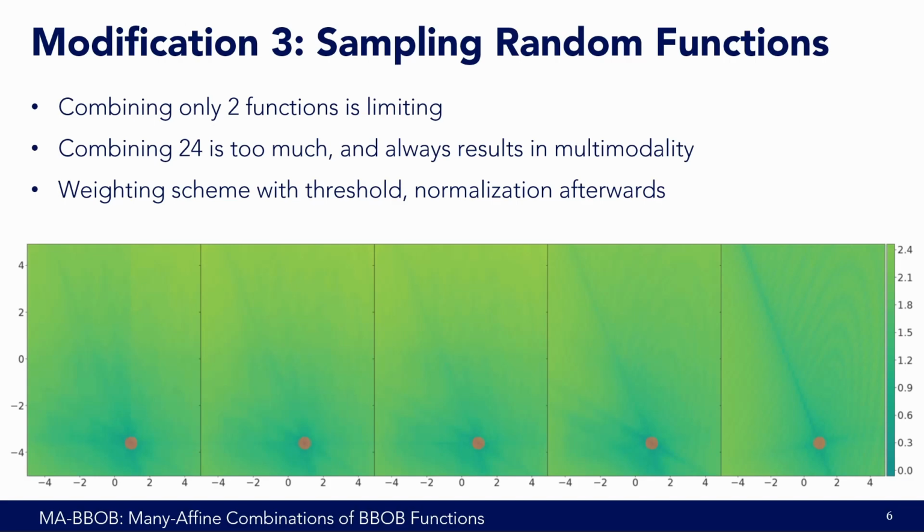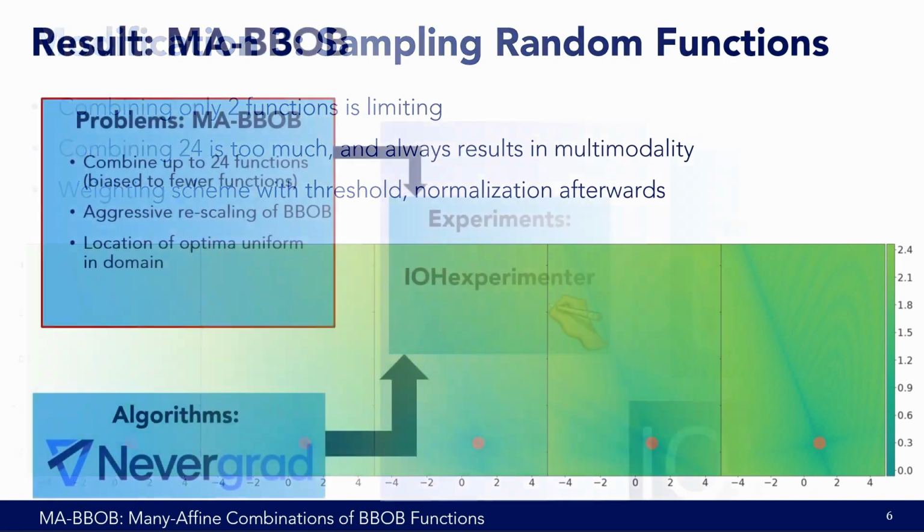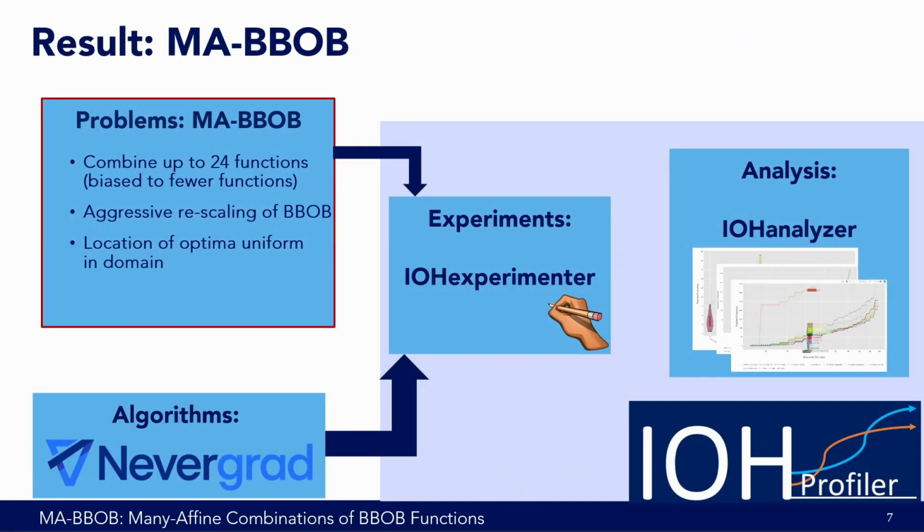So these are the 24 changes that we make, and this results in our MA-BBOB suite. We then plug this into our benchmarking platform, which is called IOH Profiler for benchmarking numerical optimization. And we plug in a set of optimization algorithms so we can easily do experiments.